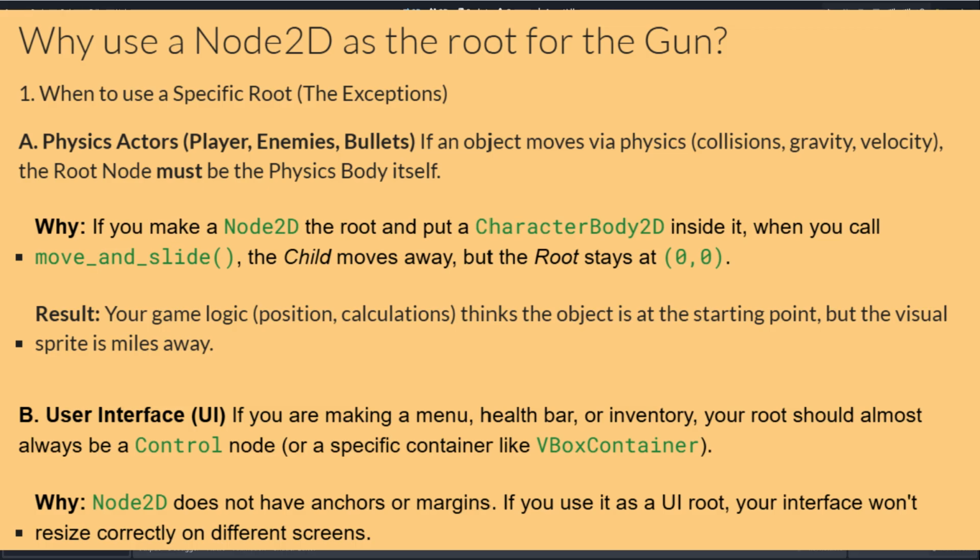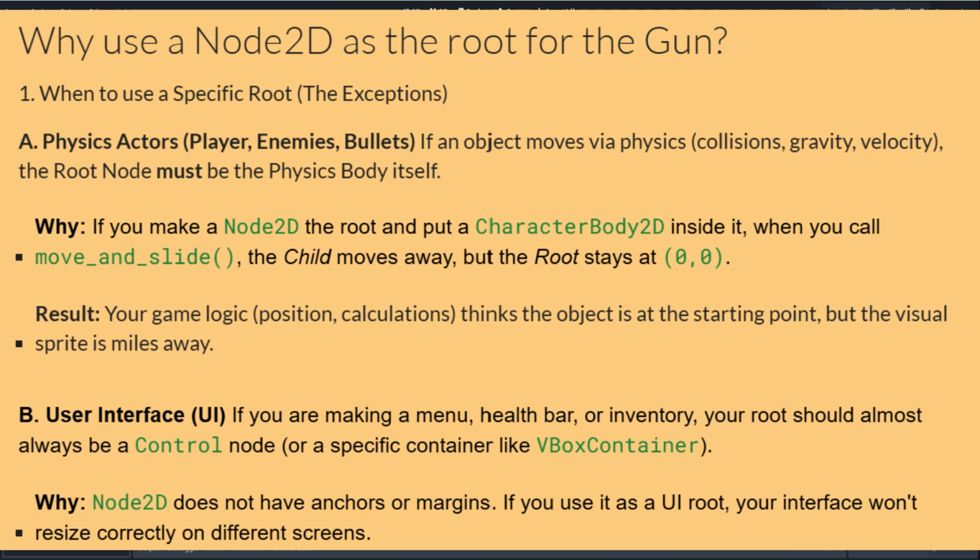Why? Because if you make a Node2D the root, and then you put a CharacterBody2D inside it, when you call move_and_slide, the child will move away, but the root is going to stay at the top left corner at 0, 0. So you're going to get weird errors happening because your game logic, such as position and calculations, will think the object is at the starting point, but the visual sprite is actually far away from it.